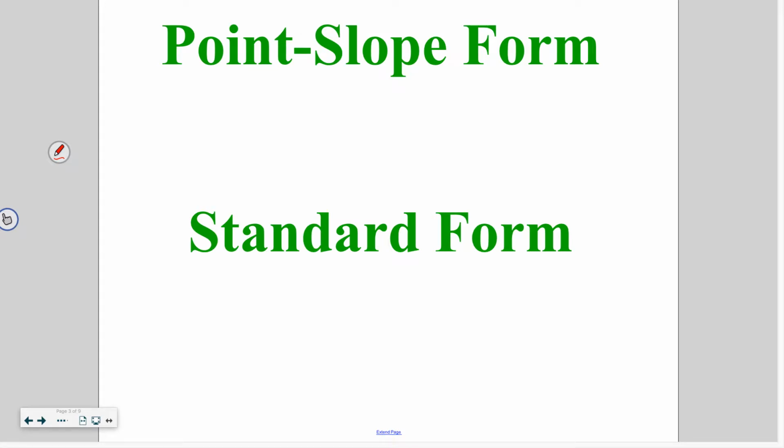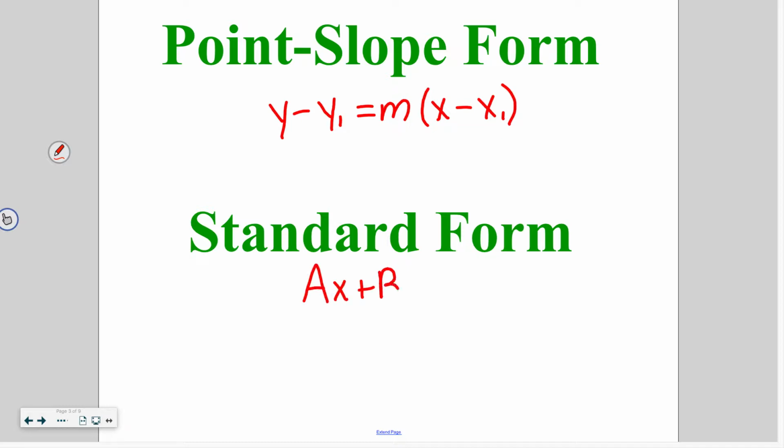So a reminder from the last lesson that point slope form is y minus y1 is equal to m times x minus x1, where m is the slope and x1 and y1 are the point that you are given. A reminder from earlier in chapter 3, standard form has the format ax plus by is equal to c.